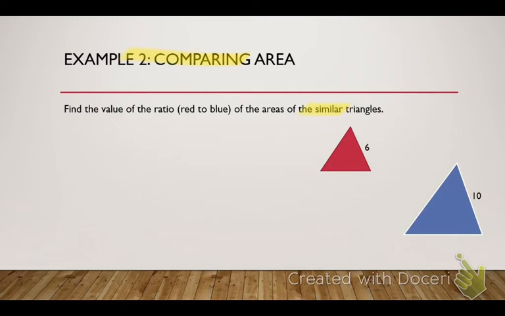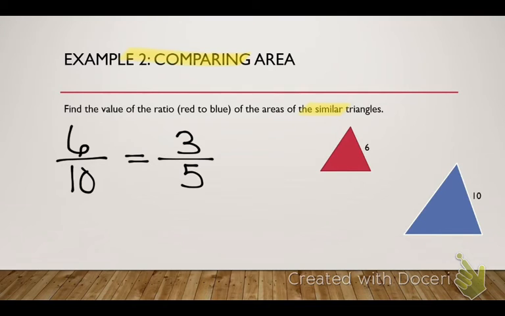Again, it's important that we know from what figure to the other I'm comparing. So from red to blue, what is the ratio? Okay, so go ahead and put those values into a ratio. Okay, so what ratio did you write? 6 to 10. Okay. Can I reduce that? Can I reduce 6 over 10? Okay, so let's reduce it if we can.